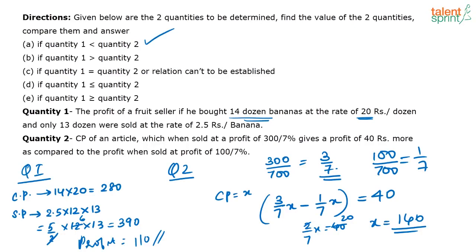Hope it is clear. I hope you understood how I took this. The cost price of an article which when sold at a profit of 300 by 7% gives a profit of 40 rupees more than the other. So, what is the profit he has gained by selling it at this percentage? It is nothing but 300 by 700 of x. Similarly, by selling it at the other percentage, it is nothing but 1 by 7 of x. Now, this difference is given as 40. So, that is how I took this and I got the cost price to be 140. So, 140 is definitely greater than 110, or I can say quantity 2 is greater than quantity 1.